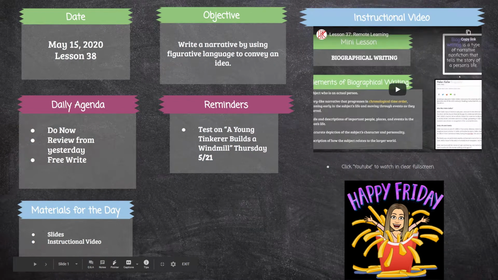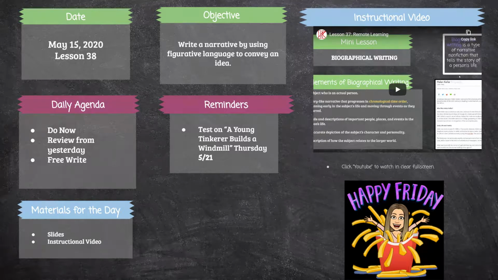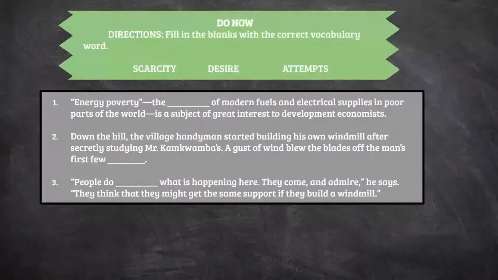It is May 15th. And today, our objective is to write a narrative by using figurative language to convey an idea. So, our daily agenda, we are going to complete the do now, review from yesterday, and then the free write. Just a reminder, we are going to have a test on Thursday, the 21st. The materials you'll need for today are the slides and the instructional video.